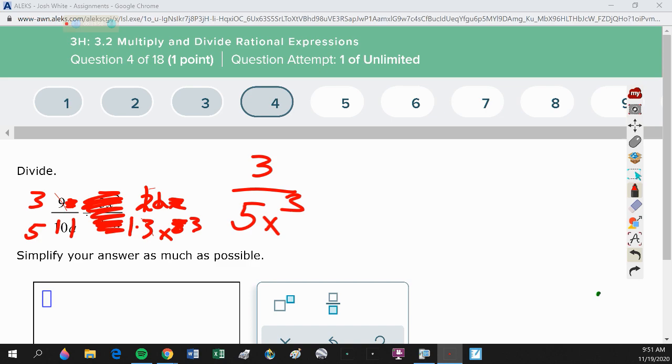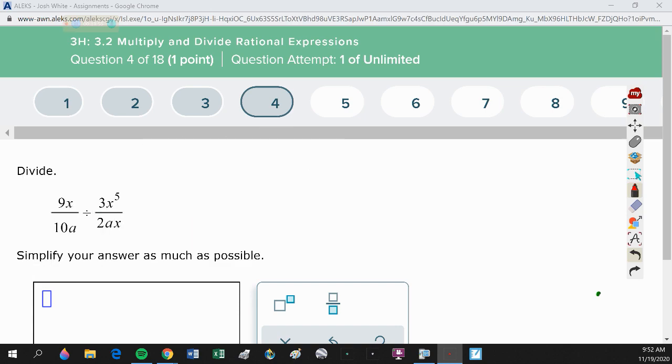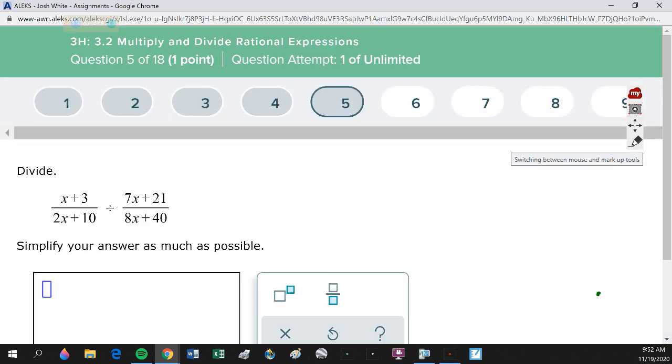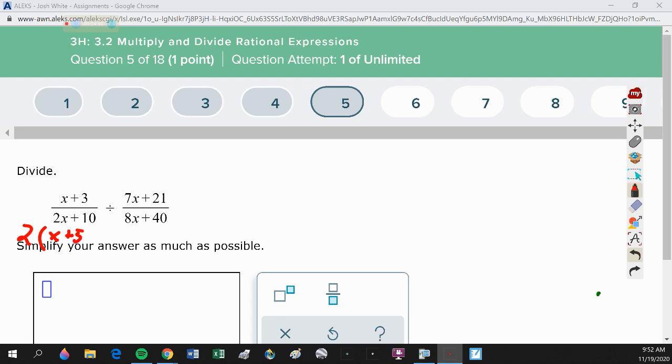Any questions? No? Okay. Flip this upside down. Well, first, I'm going to pull out a 2. Pull out a 2 here. And then pull out a 7 here. Pull out an 8 here. Then I'm going to rewrite it and flip the second one.